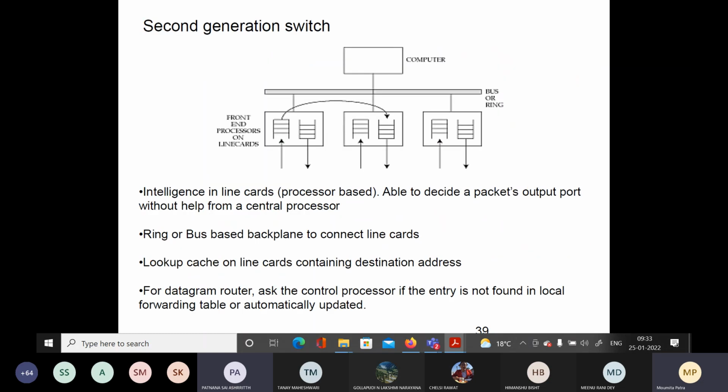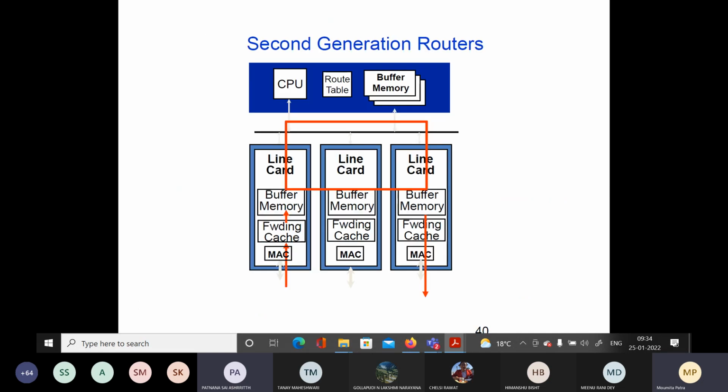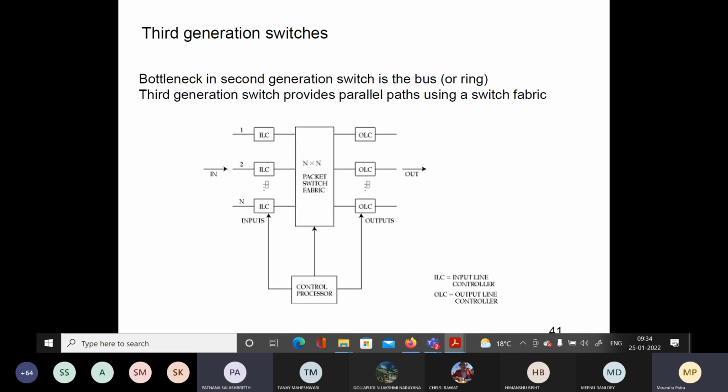Okay, so this is the case for the second generation switch, and this is how it looked. When we were talking about routers, we had different forwarding engines at these line cards. That means most of the task was getting distributed at the line cards, and this concept was further taken up by the third generation switch. Okay, so this is what our second generation switch looks like.